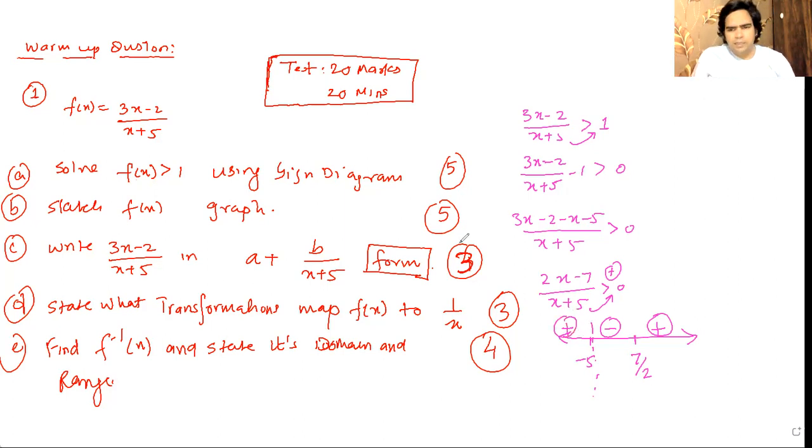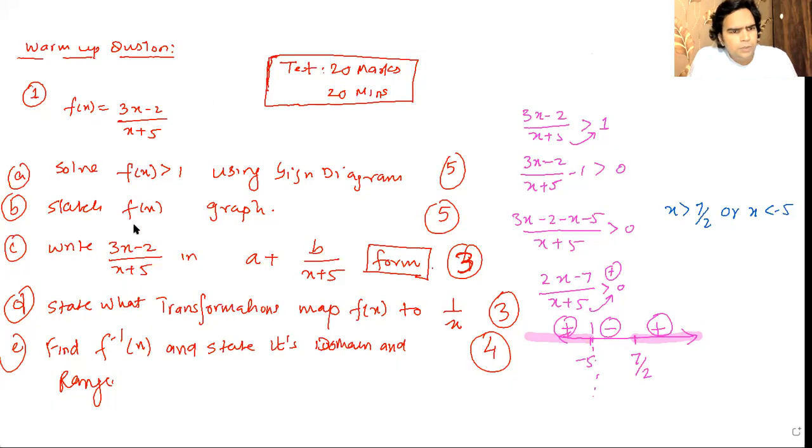Now coming to the final answer. Where is this inequality positive? You can see it is positive here and here. So our final answer for this inequality is x greater than 7 over 2 or x less than negative 5. So that's our first general solution.